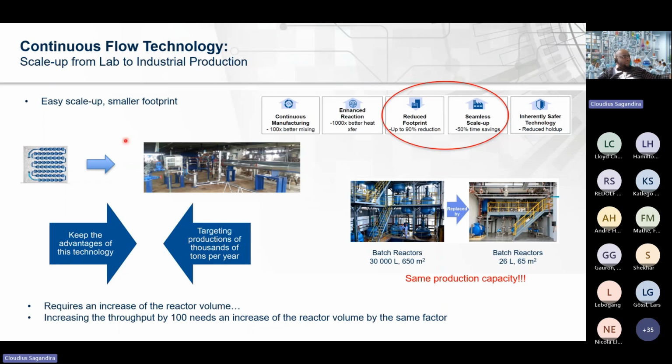So in terms of scale up, it's very easy, and you tend to get a smaller footprint. The amount of size that you need in flow to produce tons compared to batch tends to be reduced. And here is an example of a system where the reactors were 30,000 liters and occupying 650 square meters of space. In flow, it was reduced to 26 liters and only occupying 65 square meters, producing exactly the same production capacity of the drugs.